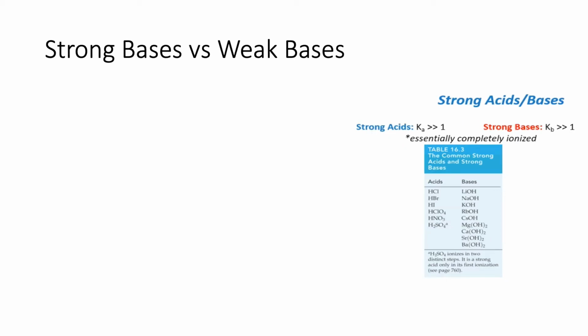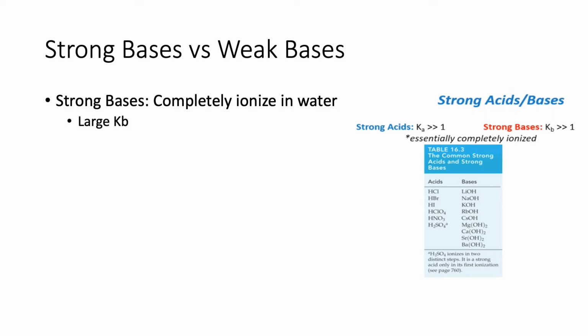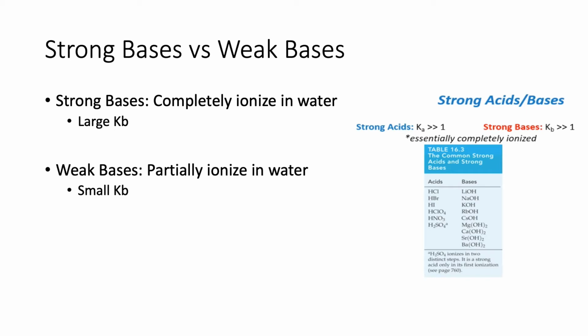When we refer to the differences between strong bases and weak bases, we're also looking at ionization. So strong bases completely ionize in water, and they're going to have a large Kb value, whereas weak bases are only going to partially ionize in water, and they're going to have a small Kb value. Some examples of common strong bases are lithium hydroxide, sodium hydroxide, potassium hydroxide, rubidium hydroxide, cesium hydroxide, magnesium hydroxide, calcium hydroxide, strontium hydroxide, and barium hydroxide.